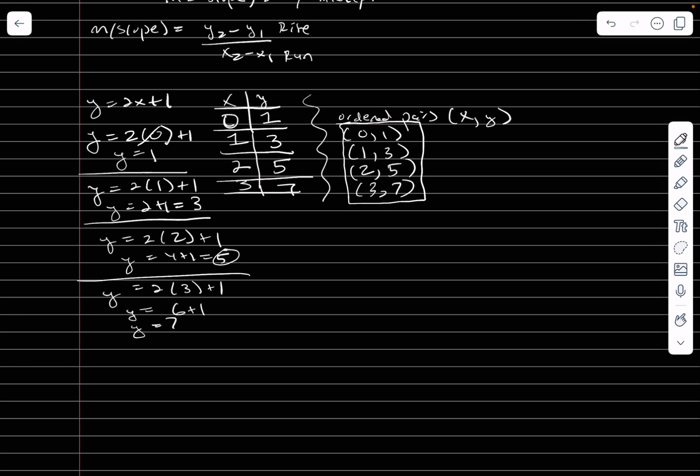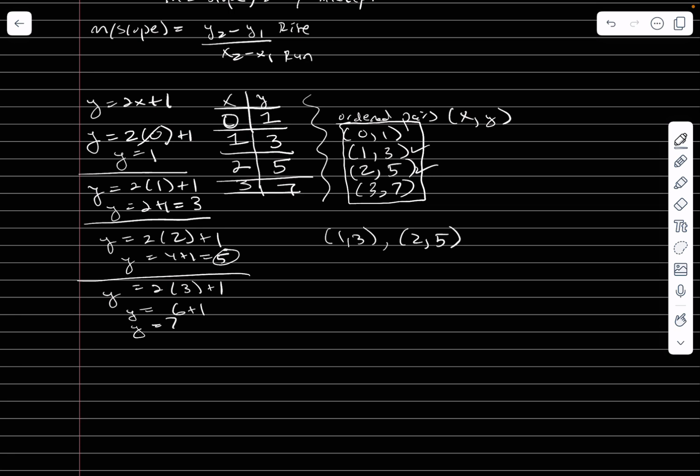In case you were ever asked and you were given, all you need to calculate the slope of a line is 2 ordered pairs. We were given 4 that we solved, we just need 2. So let's pick the middle ones: 1, 3, and 2, 5. So now we have 1, 3, and 2, 5.